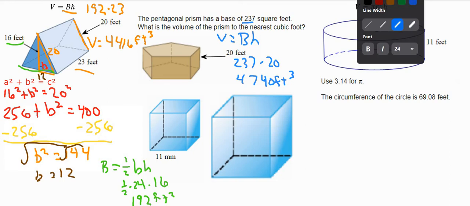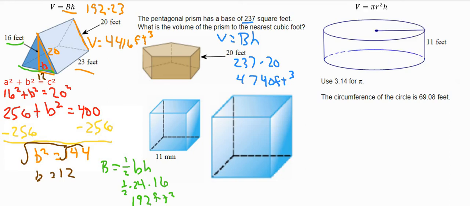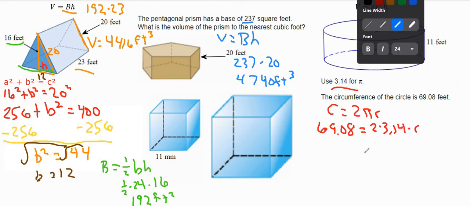The question on the top right, with the cylinder, is more of an algebra kind of question. We are given that the circumference of the circle is 69.08 feet, and we are going to use 3.14 for pi. And we should know that the circumference is 2 pi r. The perimeter of the base is 69.08, and that's going to equal 2 times 3.14 times r. 2 times 3.14 is 6.28.